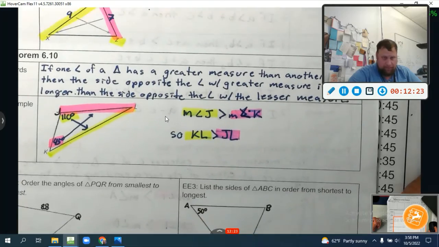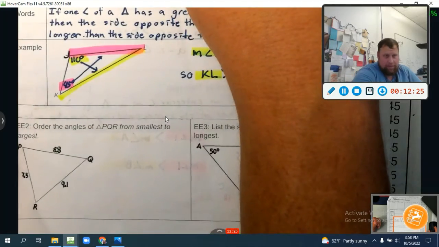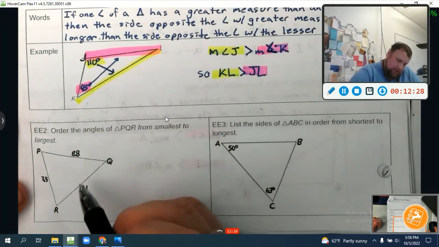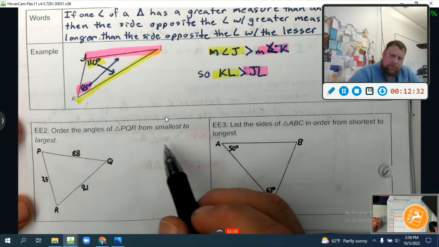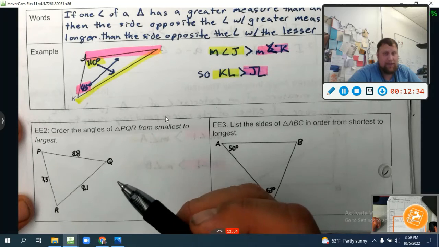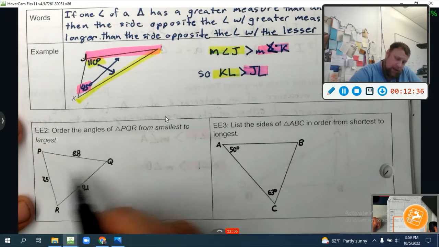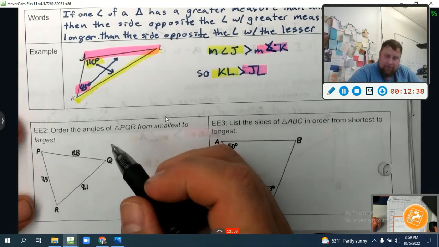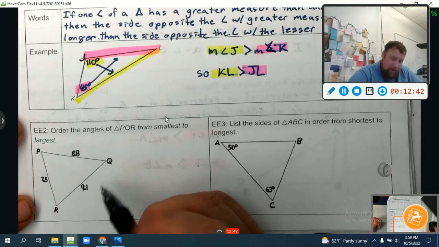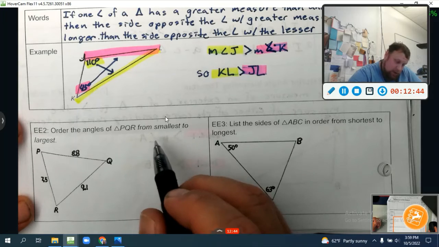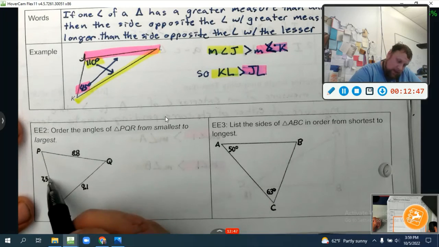Okay. So, check this out. It says order the angles of triangle PQR from smallest to largest. You may be thinking, but there's no angles, but I can still tell you what's smallest. We have angle P, angle Q, and angle R. Now, I know we have sides 8.8, 9.1, and 7.5. It says from smallest to largest, so let's find the smallest side. The smallest side is opposite angle Q. Angle Q is the smallest angle.